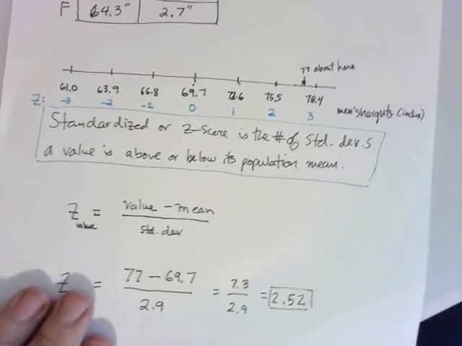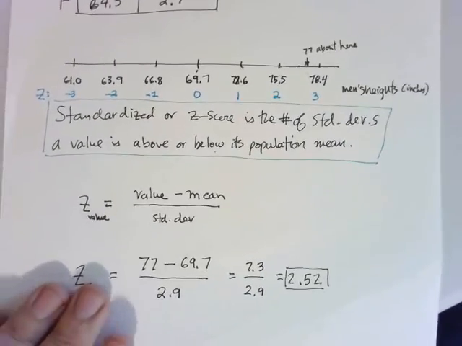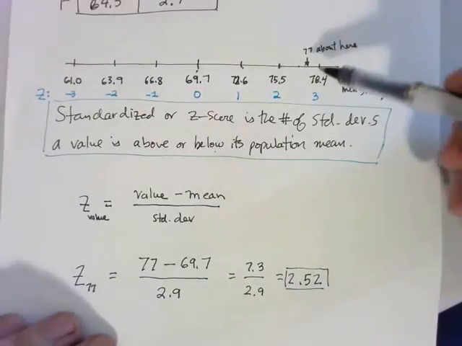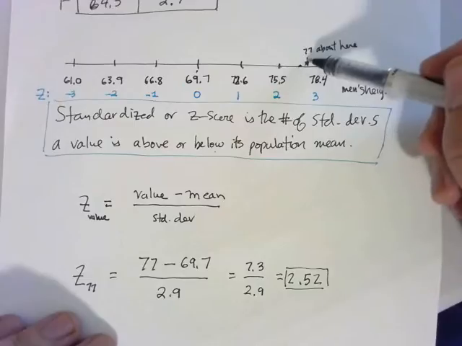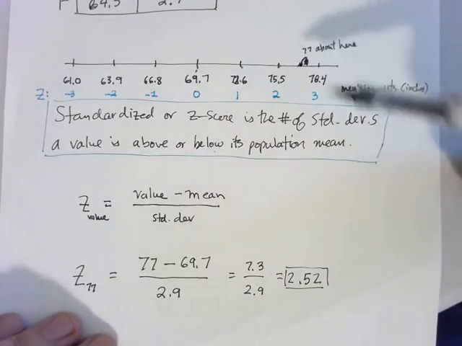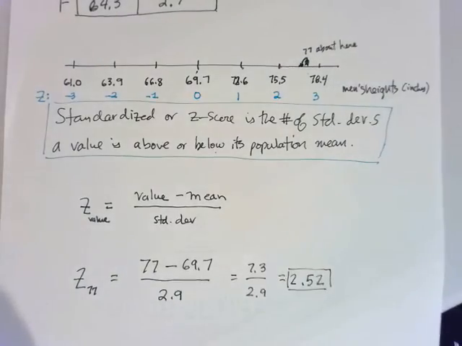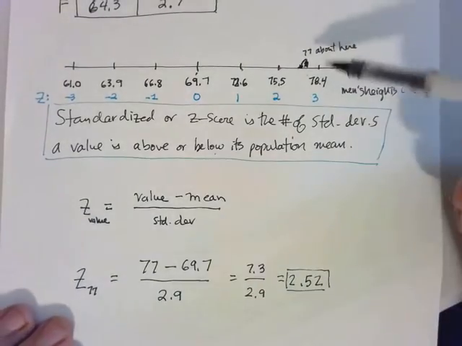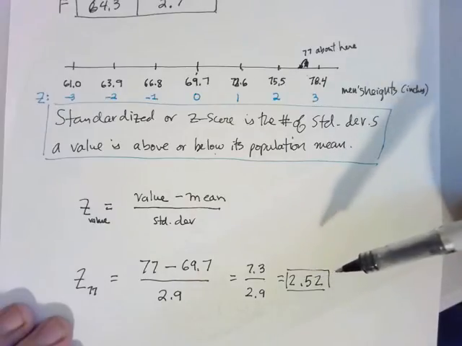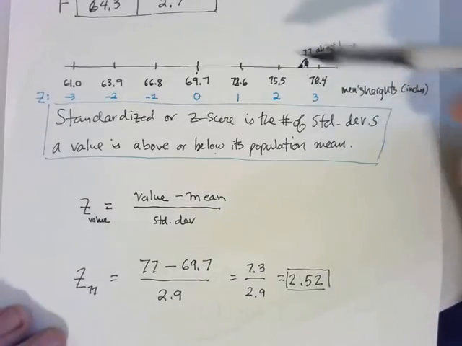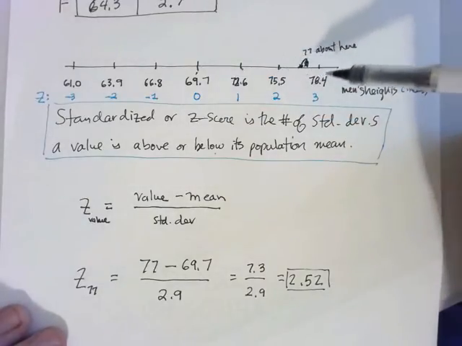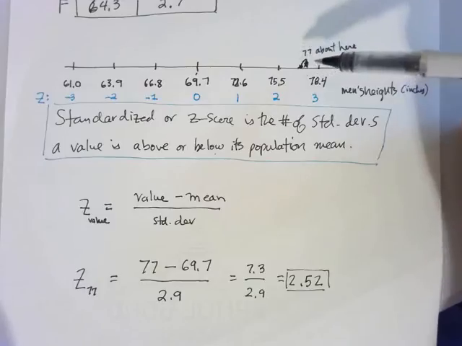So my arrow is a little bit misplaced up here. It probably should be over here, so let's fix that. It's just right above 2.5. So that 77 inches is 2.52 standard deviations above the mean. So that's a tall guy. 2.5 standard deviations, as we'll learn later, is pretty remarkable.